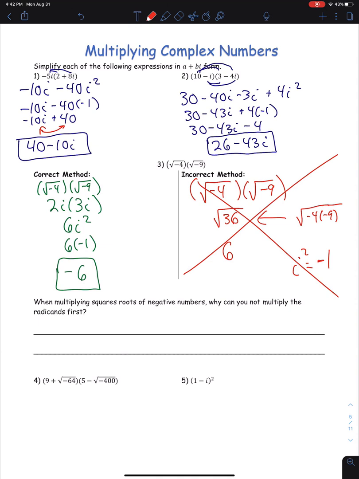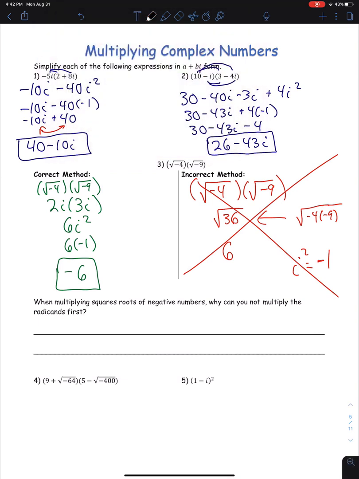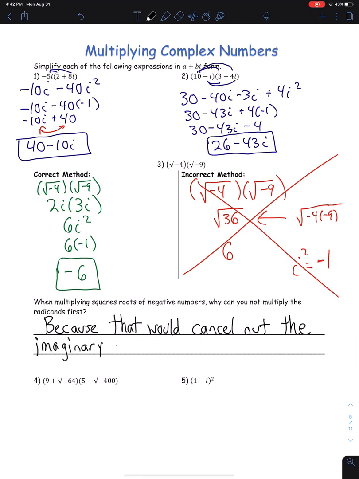So when multiplying square roots of negative numbers, why can you not multiply the radicands first? Well, that's because it cancels out the imaginary part of the numbers. That's important. I see that mistake all the time.